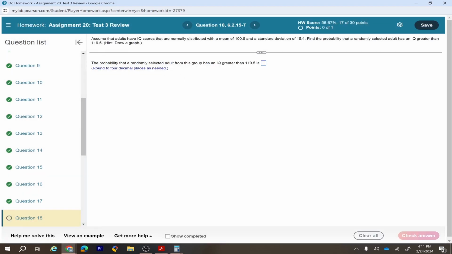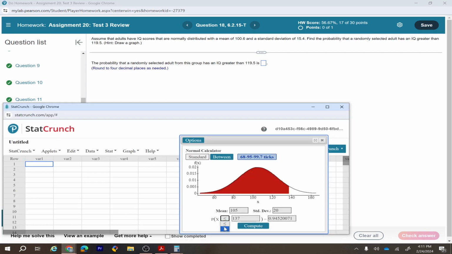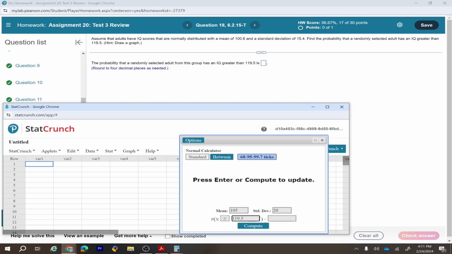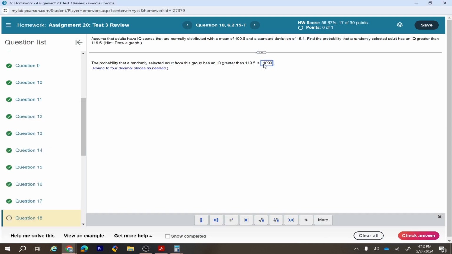Assume that adults have IQ scores that are normally distributed with mean 100.6 and standard deviation 15.4. Find the probability that a randomly selected adult has an IQ greater than 119.5. So this time it's not less, but greater than 119.5, but make sure that the mean is a little different. It's 100.6 and the standard deviation is also different. It's 15.4. So the probability is less than 11%. So 0.1099.